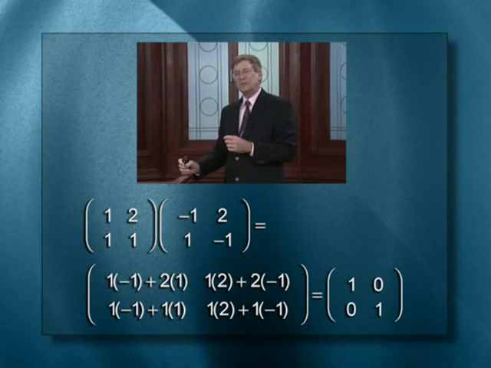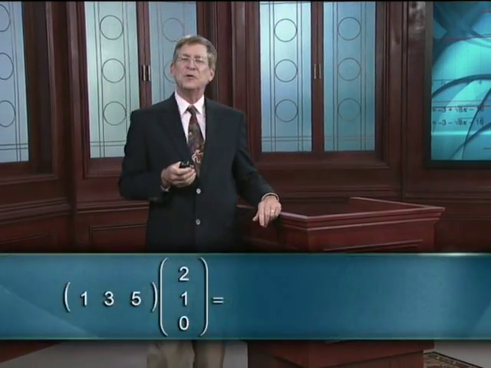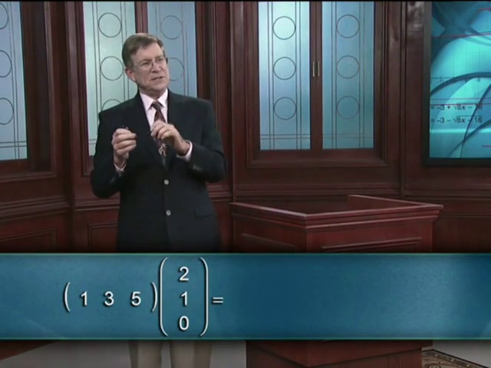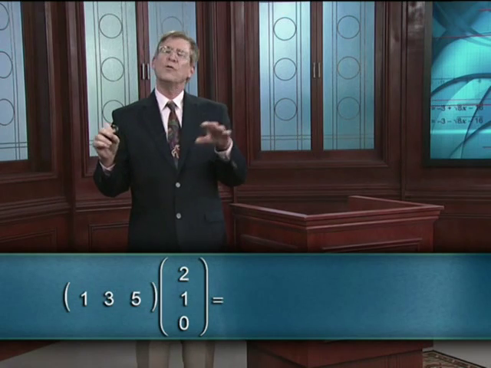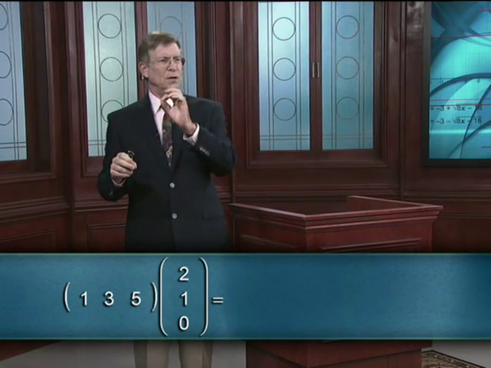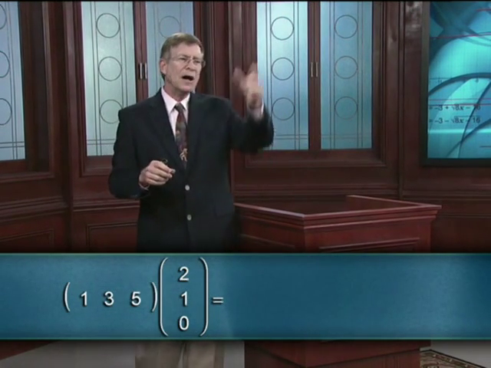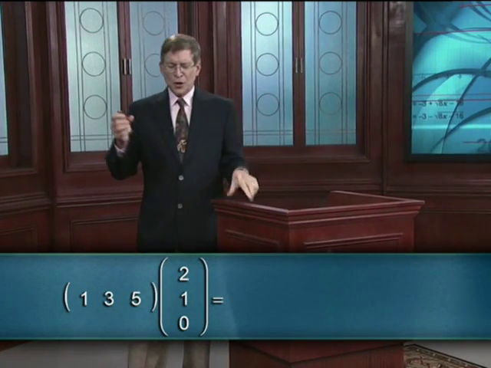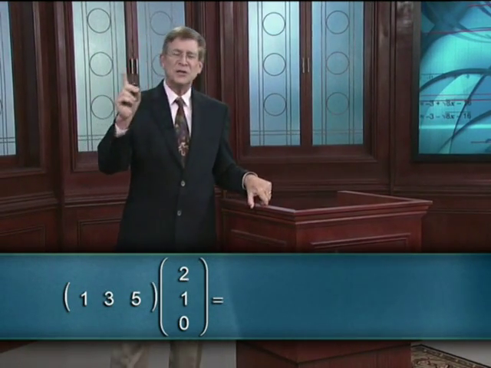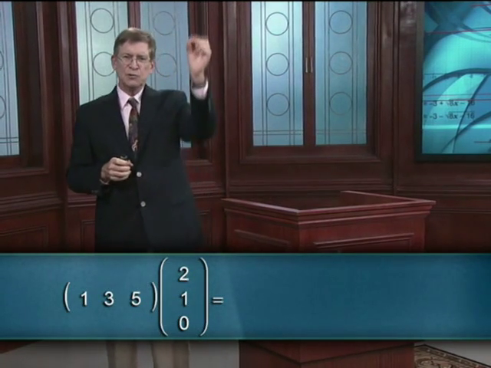Let's do some more multiplications. I have a couple of examples here that are kind of weird looking. You'll be kind of, whoa, that's kind of strange. I'm going to multiply a matrix that's a row matrix. In other words, it's 1 row, 3 columns, and the entries will be 1, 3, 5, times what we like to call a column matrix. It's 3 rows, 1 column, and its entries are 2, 1, 0.